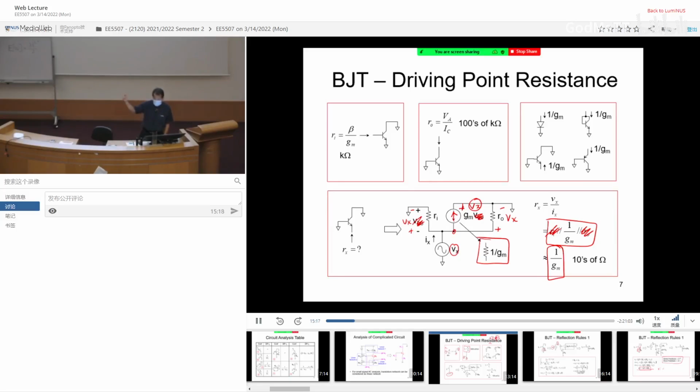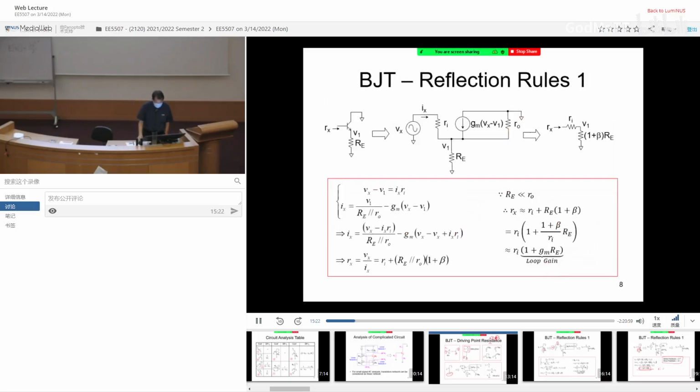Looking into the base, looking into the collector, looking into the emitter. Now, there are other different things, because in these three cases it is a very simple way: they don't connect anything, and the other 2 terminals are just grounded. But life is not that simple, right? So for example, the first reflection rule: I have a resistor connected at the emitter side. Not really ground, but I have a resistor, and then the collector is actually grounded.